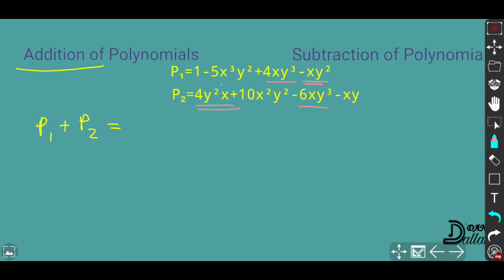And that's it, because the rest of the terms, 1, that's the free coefficient, doesn't have a match here in P2, and 10x squared y squared, you cannot find here. Okay, xy as well, you can find in P1.